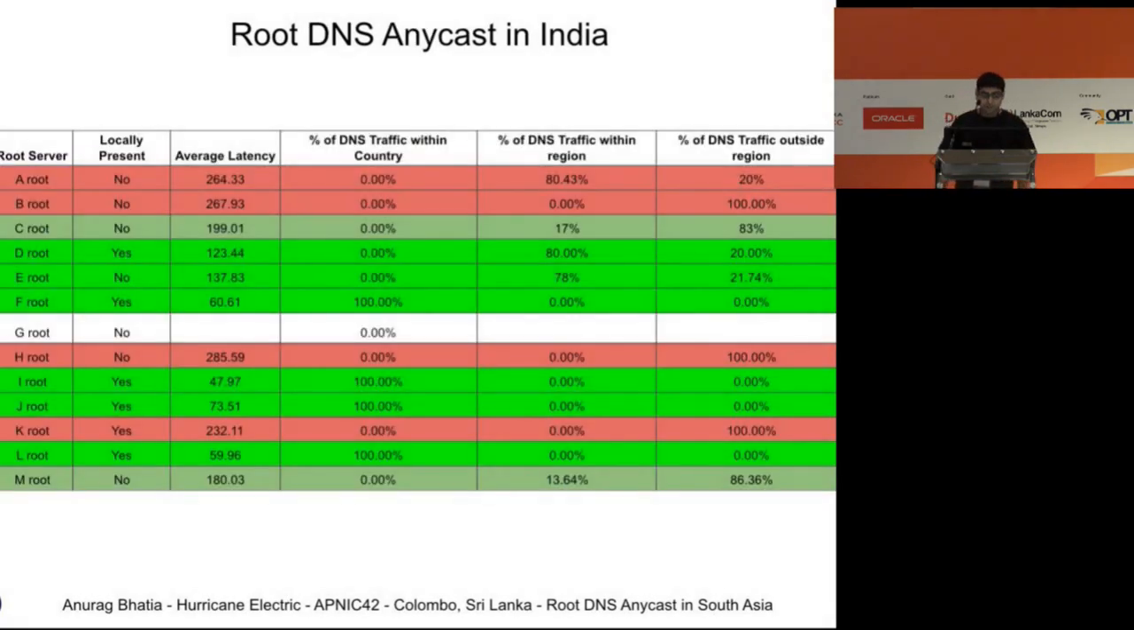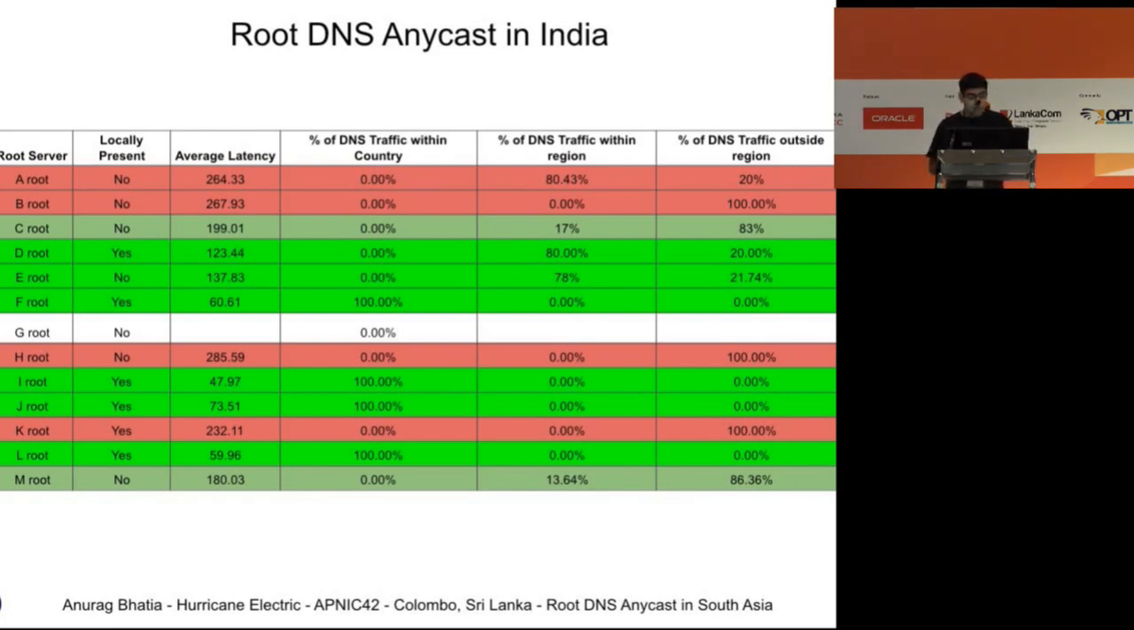Here's the data for India. I'd be using this table as a standard table across the whole data. You can see A-root is not locally present, and we have an average latency of 264 milliseconds. And we distributed the query output into 3 zones: queries coming from within the country, which are being served from the region. For instance, in case of India, we assume the region is Asia. So if queries are being served out of Singapore, we call it within the region. And out of region is usually when queries hit back to root servers in Europe or US.